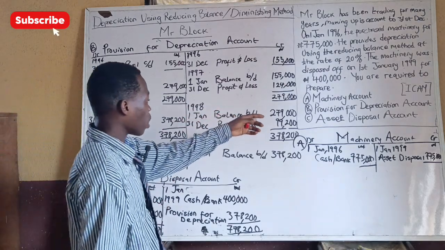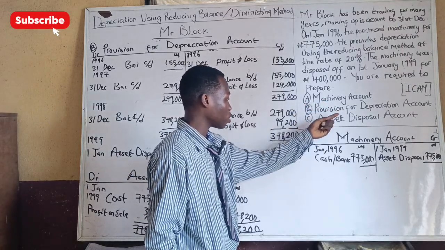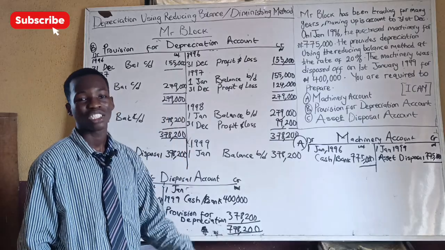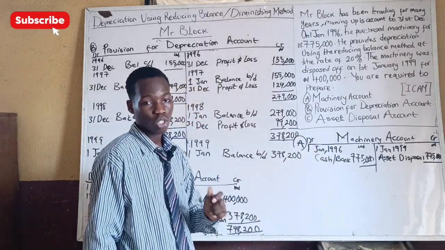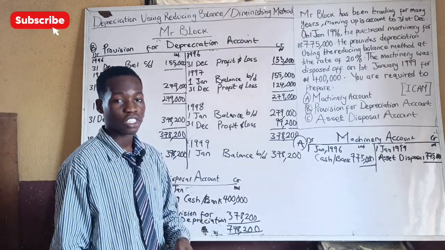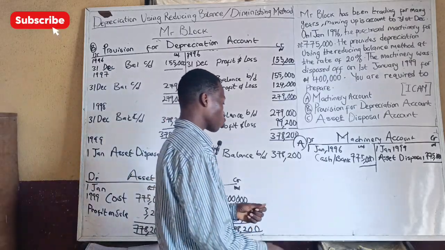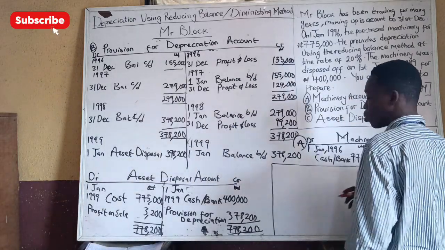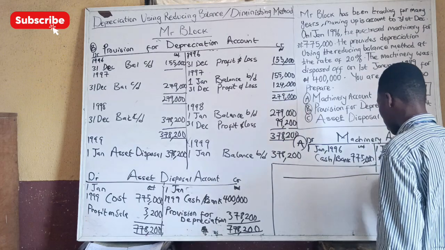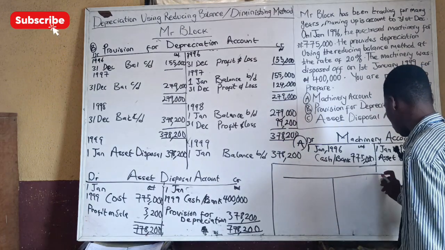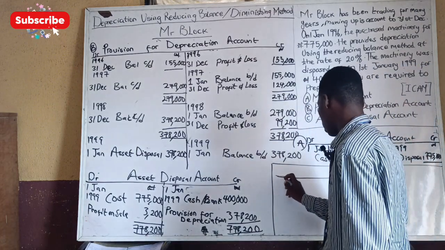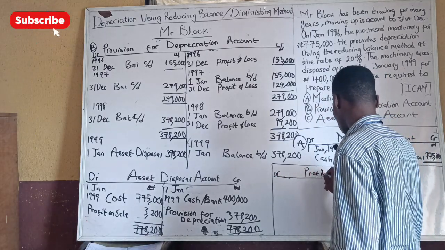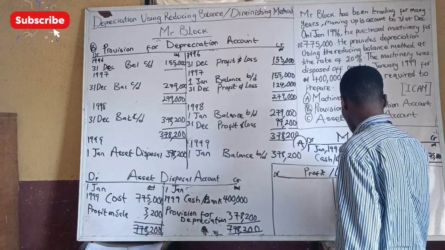So what we are asked to prepare, we are asked to prepare only machinery, provision for depreciation, and asset disposal account. But in a case whereby you are asked to prepare all the necessary accounts, the last account you need to prepare is called the profit or loss account. So we just do that in short. This is not part of what we are asked to do, but let's just do it in case of you coming across any other question. So the last part there is debit, credit, profit or loss account.